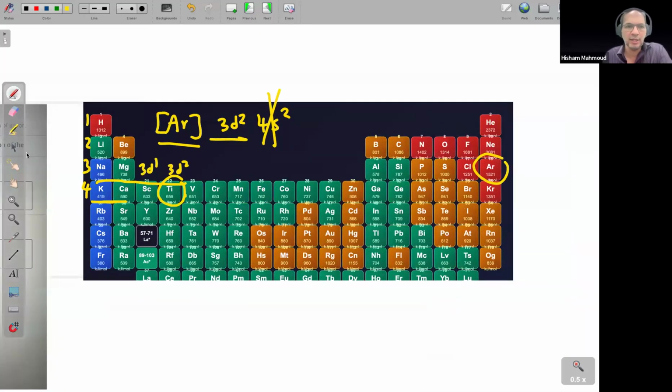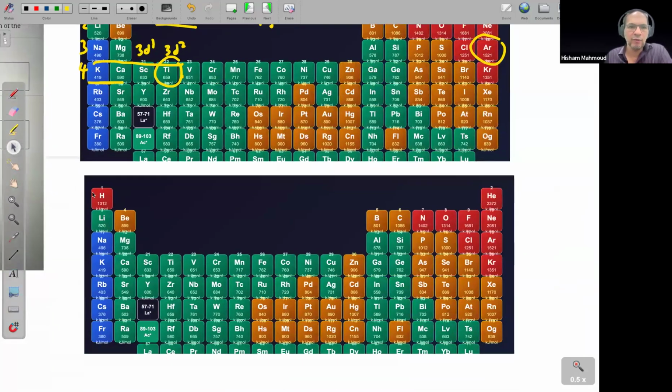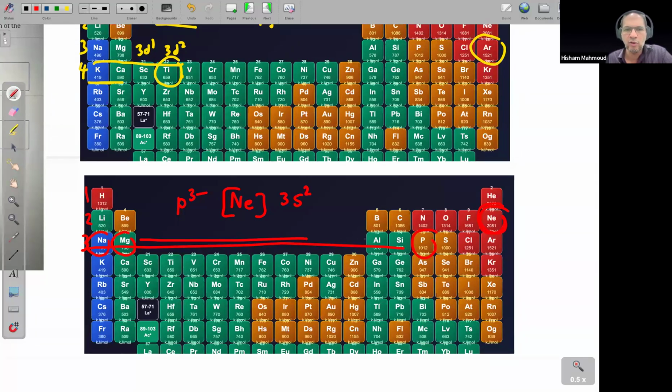If I do the same thing here, I will say that this is phosphorus 3 minus. So I'll go again. Noble gas is go left, left, left, left, left. You meet the neon, first one, neon in brackets. This is the shorthand. After this one, you start 1, 2, 3. So that's 3s2. There is no p here. So 3p1, p2, p3.